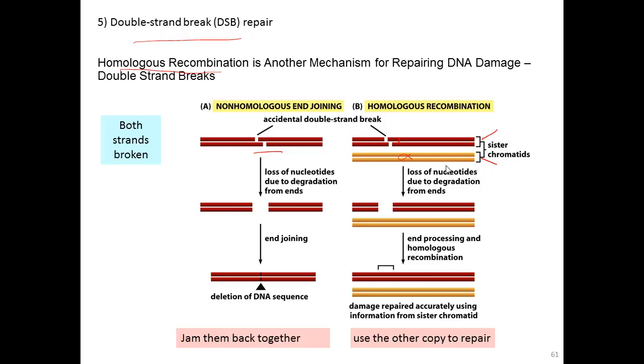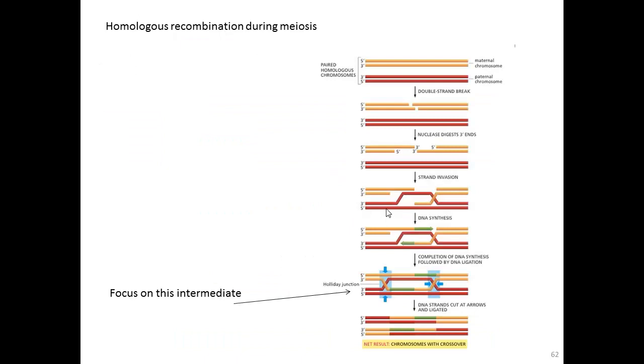chromosome 1. In this case, parts of the DNA are chewed back to produce blunt ends, and then you have the invasion of one of the other strands used as a template for repair, and then that template repairs the second strand. And we'll see this on the next slide. Here you can see the pairing of the homologous chromosome, the strand invasion, the use of the other chromosome as a template, and then resolution of the Holliday junction intermediates in order to produce a repaired strand.